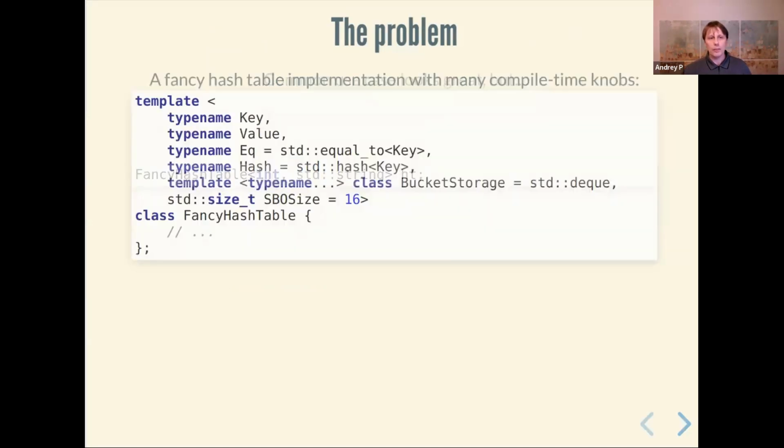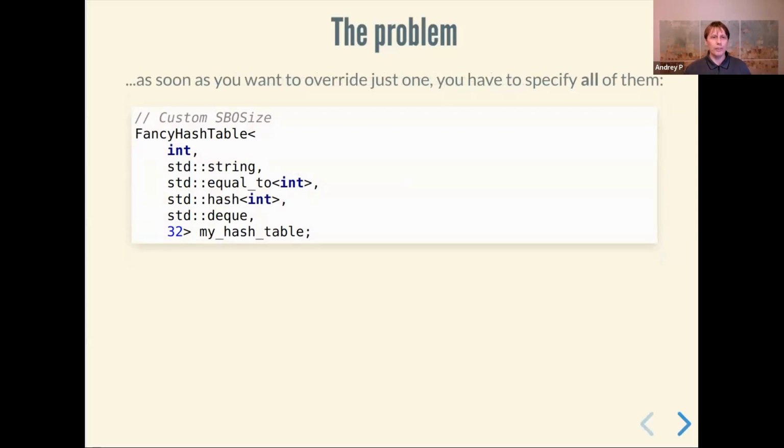But if you want to customize this small buffer optimization size, you kind of have to go through all of them and end up with something like this, right? So this is kind of not readable in my opinion, and you don't know what the 32 is unless you look at the definition. And you also have to specify all of these parameters. And also, if you have an allocator, this becomes really hairy.